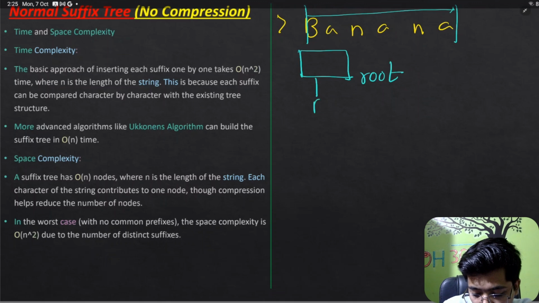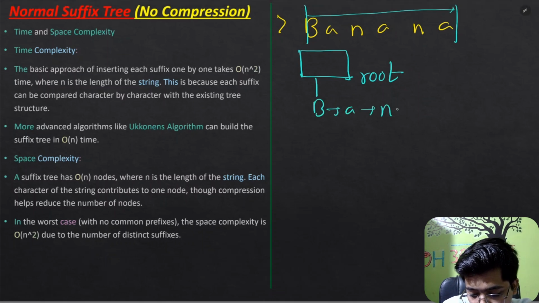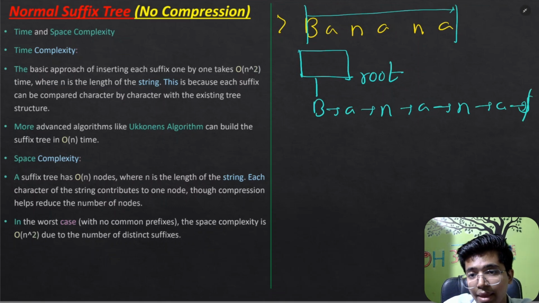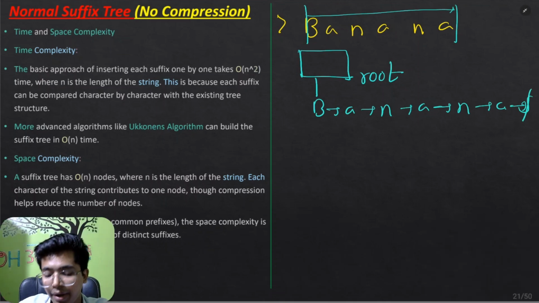So we insert banana, B-A-N-A-N-A, and we mark dollar. That is the end of the word. That means that is the end of the word banana. Second, we add in the second step, that is the first step done.